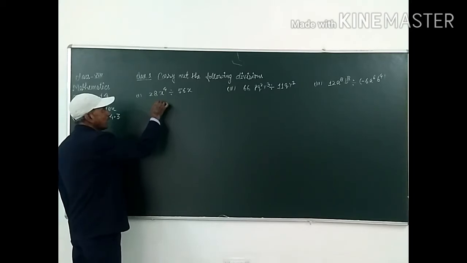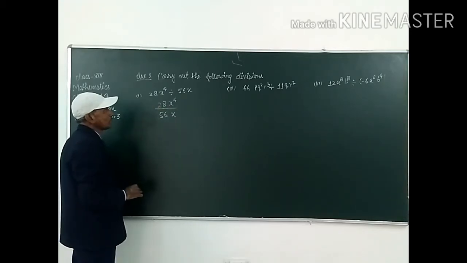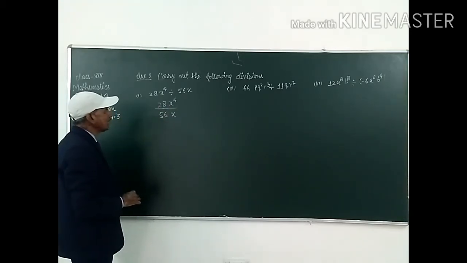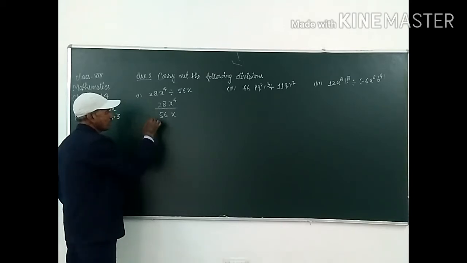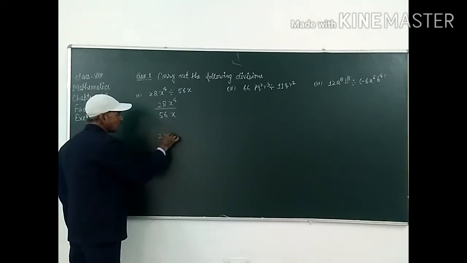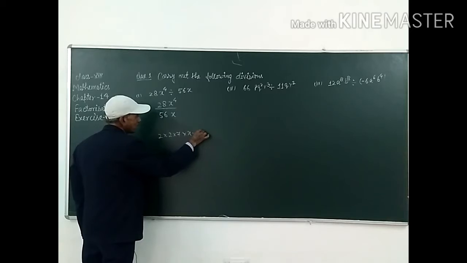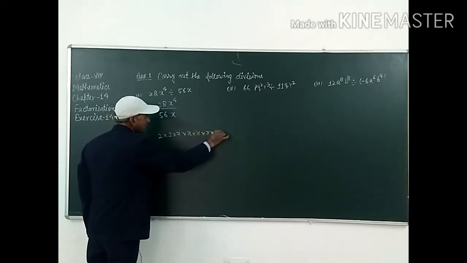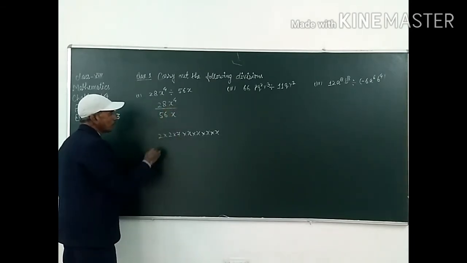So, first of all, we have to write this 28x to the power 4 divided by 56x. Now, in the second step, students, we have to find the factors of 28 and factors of x to the power 4. So, factors of 28, that is 2 into 2 into 7, students. So, we have to write here 2 into 2 into 7 into x into x into x into x. It is 4 times because it is x to the power 4.